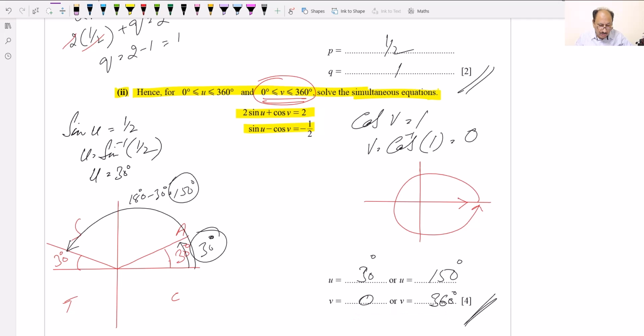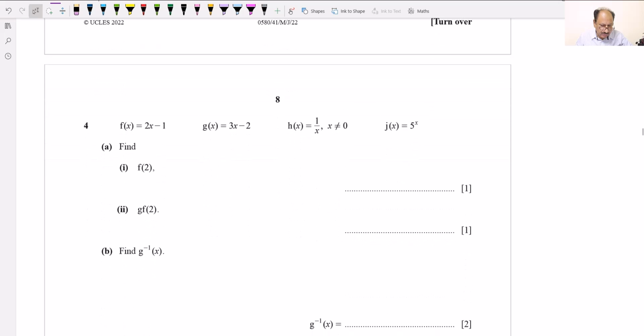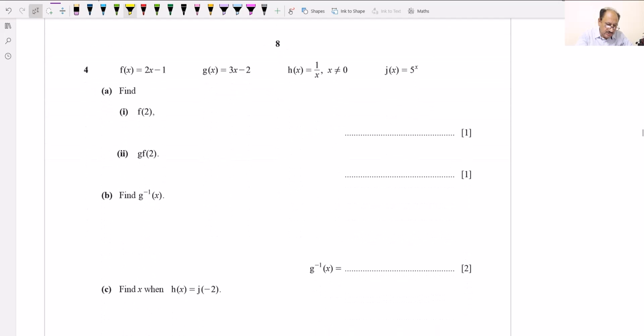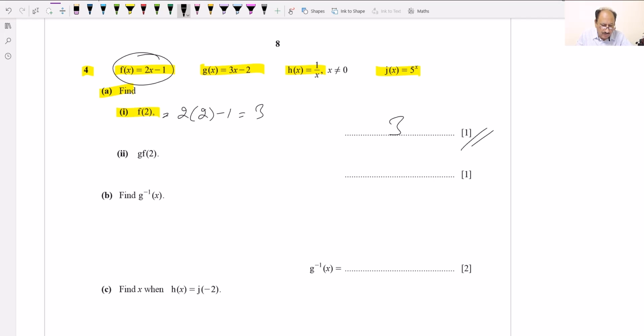Hopefully you understood this. Now we can move to the next question, a functions question, an easier one. So f of x, g of x, h of x and j of x are provided, and find f of 2. We have to replace x by 2, so it will be f of 2. We can directly write equal to 2 into 2 minus 1, which will be 4 minus 1, which is 3. So our answer for this one will be 3, which is a 1 mark question.